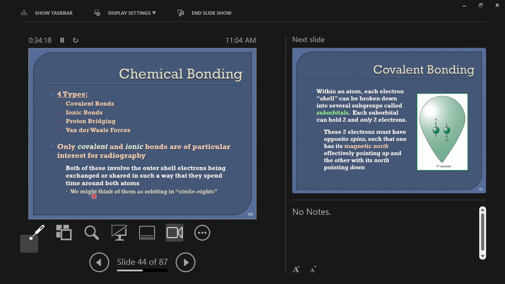We can think of them as orbiting in like a figure 8. The electron goes to one atom and then comes back to the other and then goes back to the other one. They're spending time. It's kind of like co-parenting or something, right? The electron has to go back and forth between atoms.